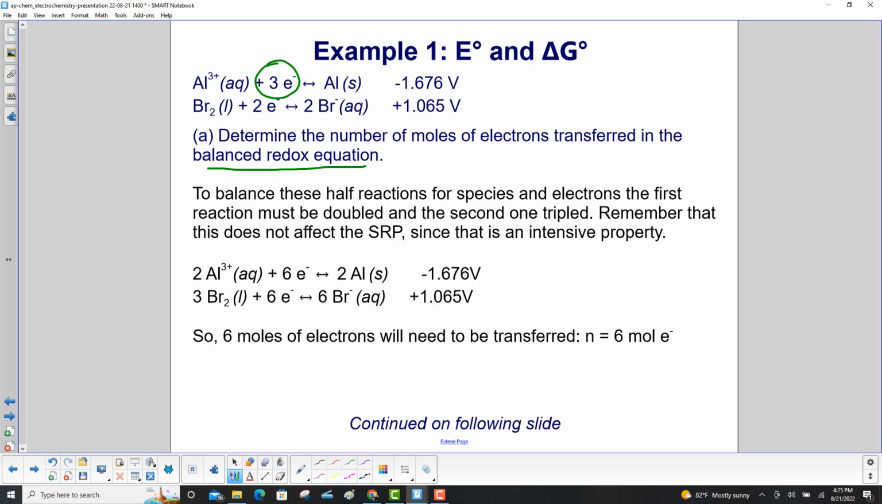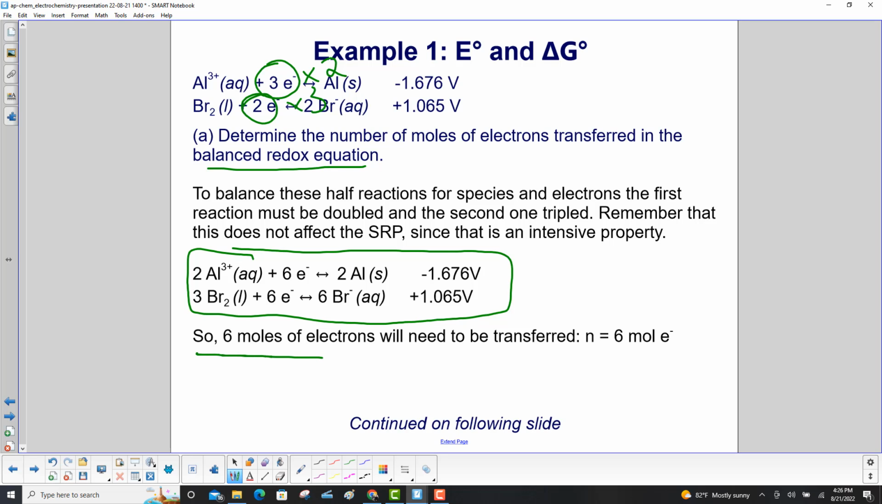So we see this is 3, this is 2. That's not going to work. How do we get them to be equal? Multiply the top equation by 2 and the bottom by 3. So when we do that, this is what we have. Now remember, this doesn't affect the SRP since this is an intensive property. It doesn't depend on how many electrons you have. So our answer to this question is 6 moles of electrons will need to be transferred. So n is equal to 6 moles of electrons.